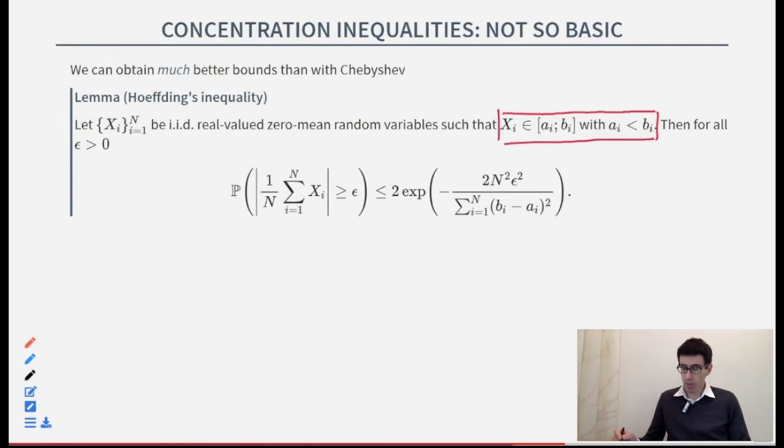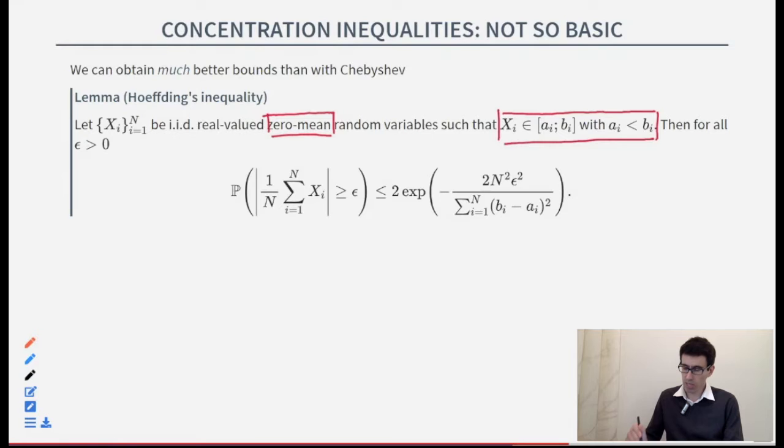Then what you can show is that for all epsilon positive, and by the way, I assume that everything is zero mean, the probability that the absolute value of 1 over n, sum from i equal 1 to n of the Xi, is greater than epsilon. So there's a mean hidden here. We're looking at how far the sample mean is from 0, which is the mean. Then the bound that we have, instead of being 1 over n, as in Chebyshev's inequality, is now 2 exponential minus 2n squared epsilon squared, over the sum from i equal 1 to n of (bi minus ai) squared in the denominator.